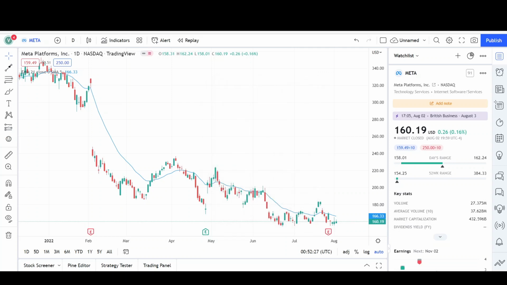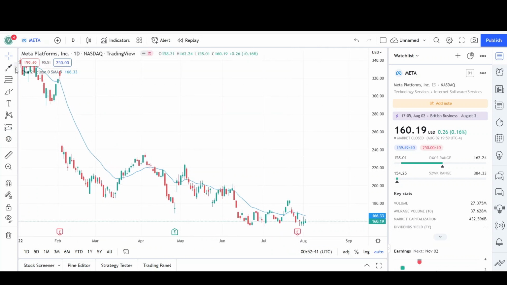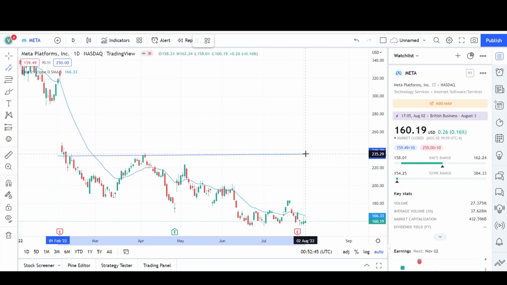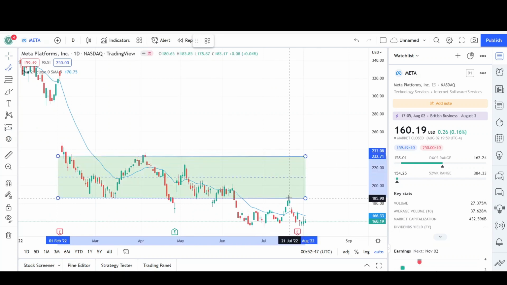I will first go over what I see on the daily chart and finish the video off with the weekly chart. Here we have the daily chart for Meta Platforms, and let's go over the patterns that I see on the chart. So it looks like Meta Platforms was kind of going sideways right around here before breaking down lower.